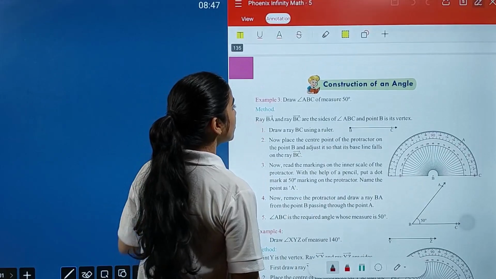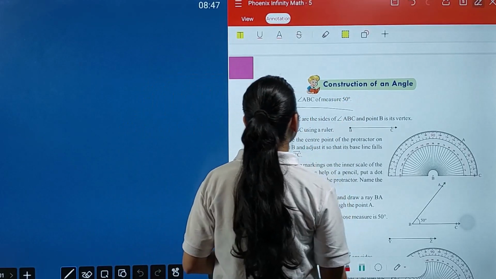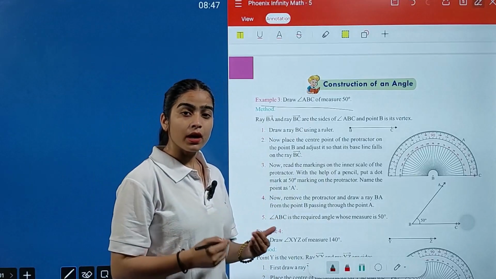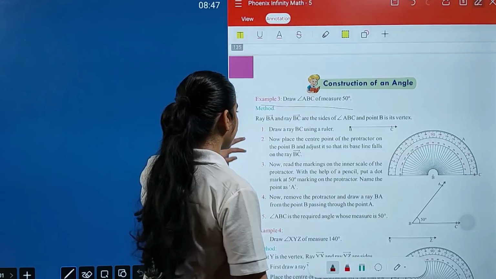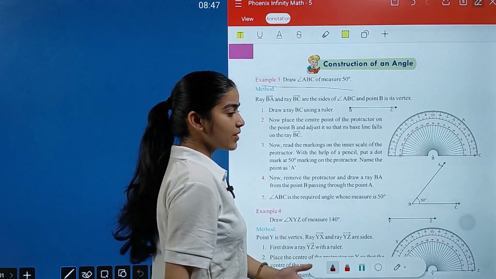So now we are going to learn about the construction of an angle. In example number 3, draw angle ABC of measure 50 degrees. So we are going to make an angle of 50 degrees. Now what methods do we have to use and what steps do we have to follow?